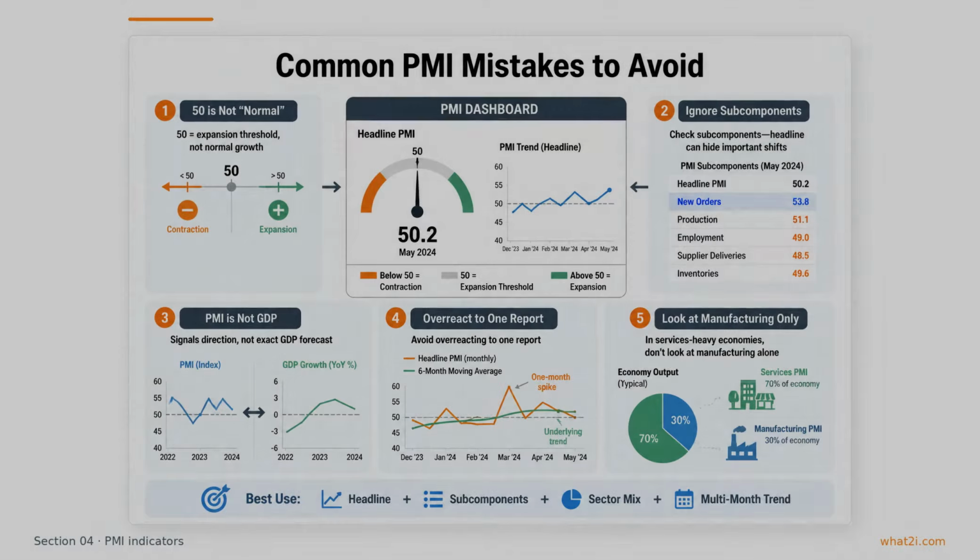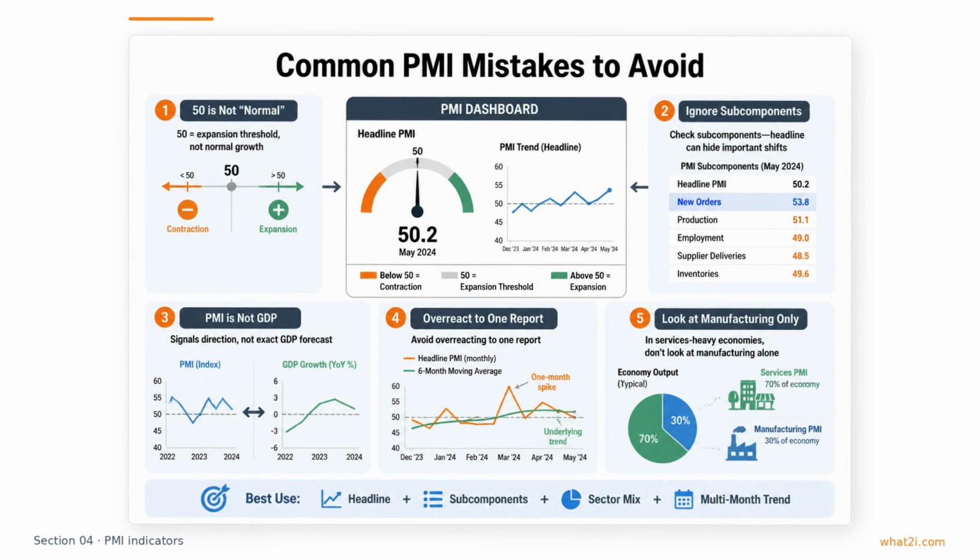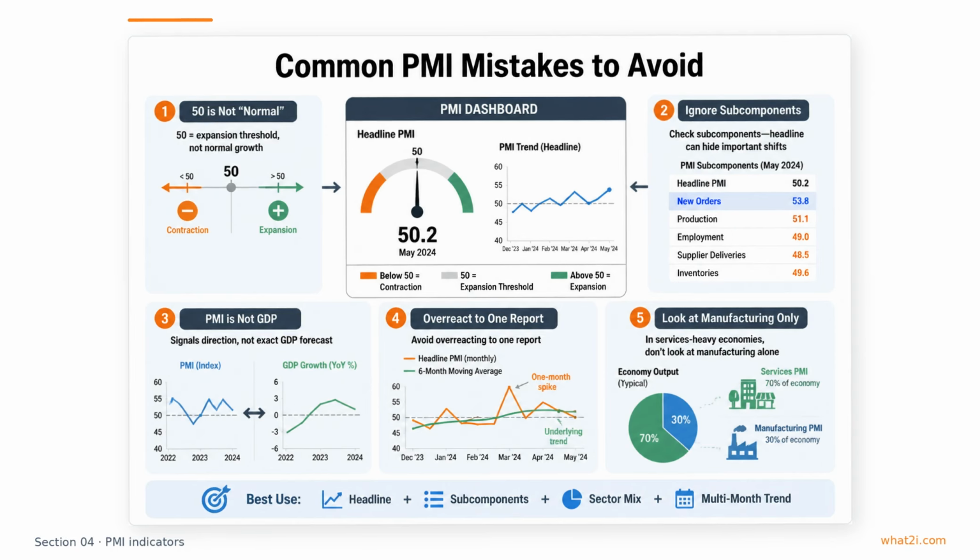There are several common mistakes when reading PMI. One is treating 50 as if it means normal growth, when it actually marks the border between expansion and contraction. Another is ignoring subcomponents such as new orders, which can sometimes tell a more important story than the headline itself. It is also a mistake to expect PMI to forecast GDP exactly, because PMI is directional and survey-based. Overreacting to a single monthly report can be costly when the more meaningful signal lies in the multi-month trend. And in services-heavy economies, focusing only on manufacturing PMI can leave you with an incomplete view of overall activity.